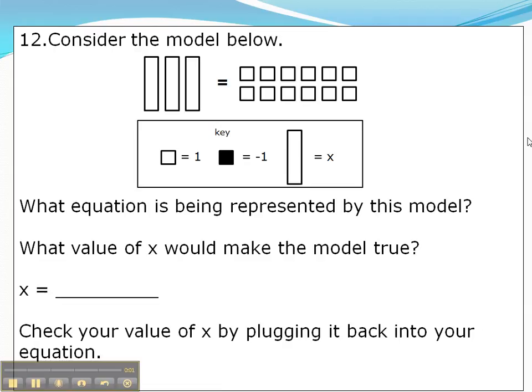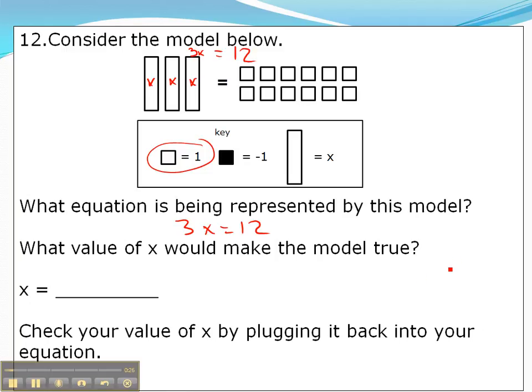Problem 12 says, consider the model below. What equation is being represented by this model? Well, looking at the key, all the white rectangles are x's. So on the left side of this model we have 3x equals, all the white squares equal positive 1, so I have 2, 4, 6, 8, 10, 12. So 3x equals 12 is our equation.